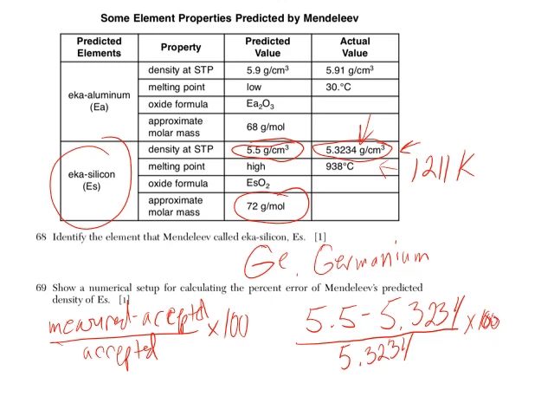And again, because this question says showing numerical setup, you don't actually have to do the math. As long as you draw something like this, write something like this, it's fine. Measured minus accepted over accepted times 100.